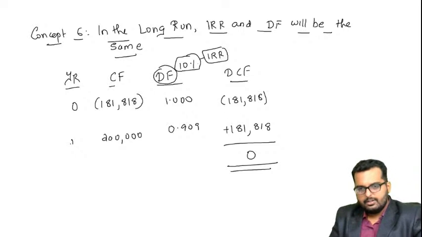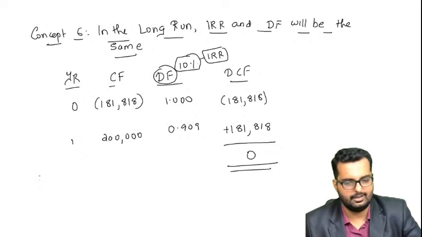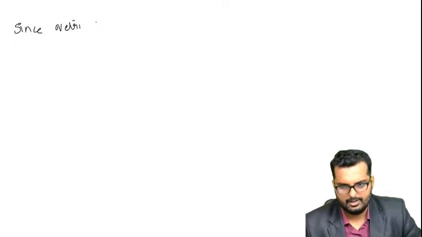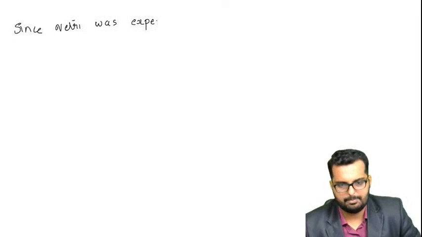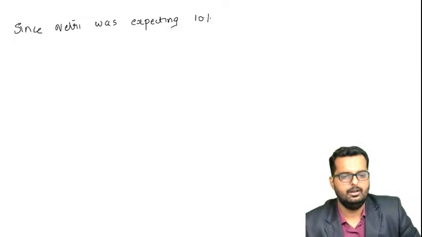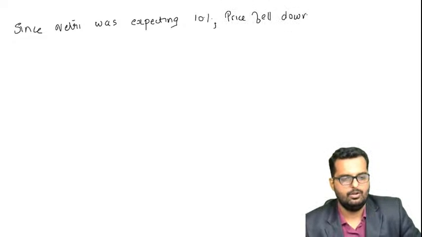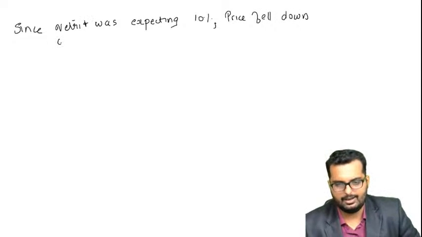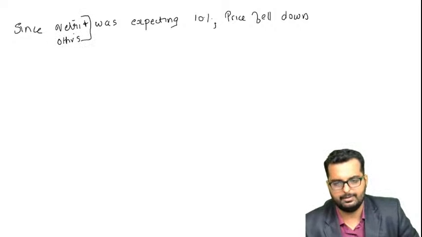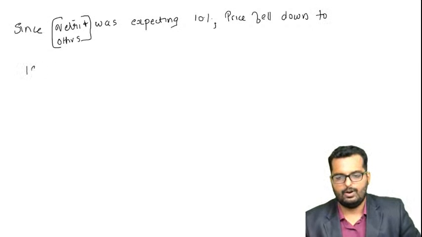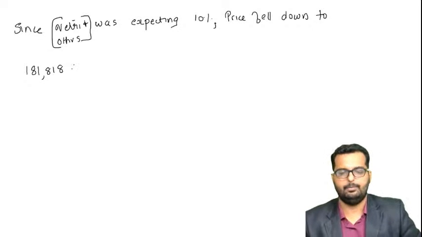Are you all done with this? I'll write down over here the logic of this. Since Vetri was expecting 10 percentage, not only Vetri and others, everybody was expecting 10 percentage is the assumption over here. Price fell down to how much? 1,81,818. Okay.